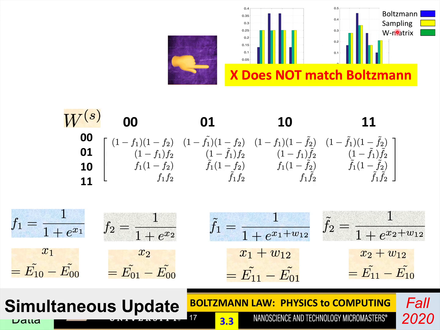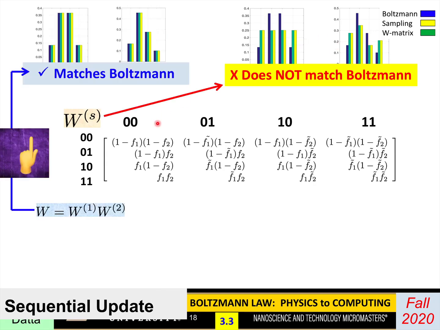Okay. But you'll notice they don't match the Boltzmann answer, which is this blue peak. Right? So when you do simultaneous update, whatever stationary distribution you get by sampling will not look like the Boltzmann distribution, which is what you want, of course. And that's why simultaneous updating is not used at all. But what works very nicely, we have seen, is this sequential updating. You could do W1, W2 or W2, W1, and in either case it matches very nicely.